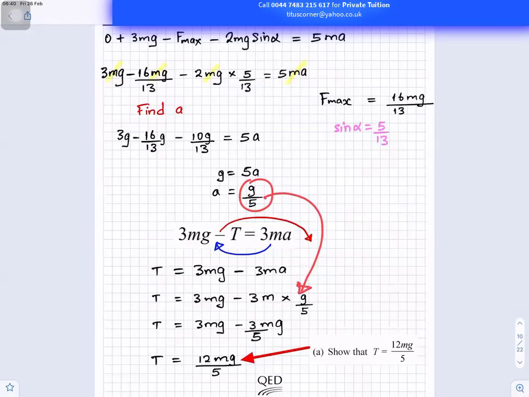We'll put that in there. So it's 3mg minus 3 over 5 mg. That gives you 12 over 5 mg. So you have shown that T is equal to 12mg over 5. QED, quod erat demonstrandum.